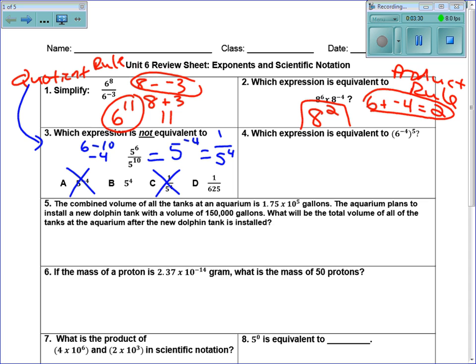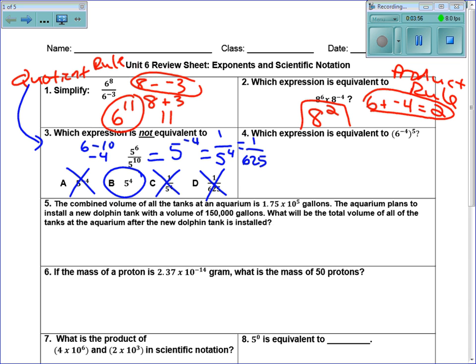So now I can cross that off. 5 to the 4th is 5 times 5 times 5 times 5, is 1 over 625. So choice D is incorrect, leaving us with 5 to the 4th, which is just a whole number, 625, which is not 5 to the negative 4th. So that's incorrect.